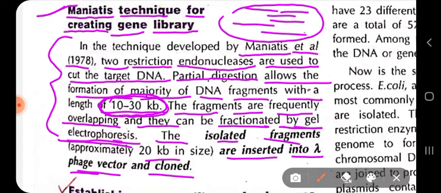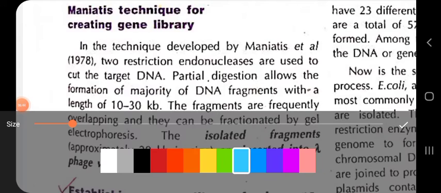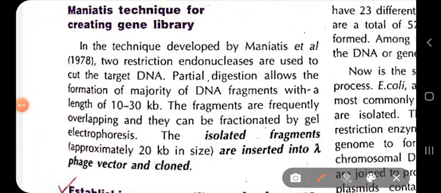So in this Maniatis technique for gene library, we first used two restriction endonucleases to cleave the target DNA, and here also partial digestion is done. Complete digestion is not done, so that we get a series of different DNA fragments with our target DNA fragment as well. And the length of these DNA fragments is approximately 10 to 30 kb, which is ideal for insertion into a suitable vector, not pBR322.